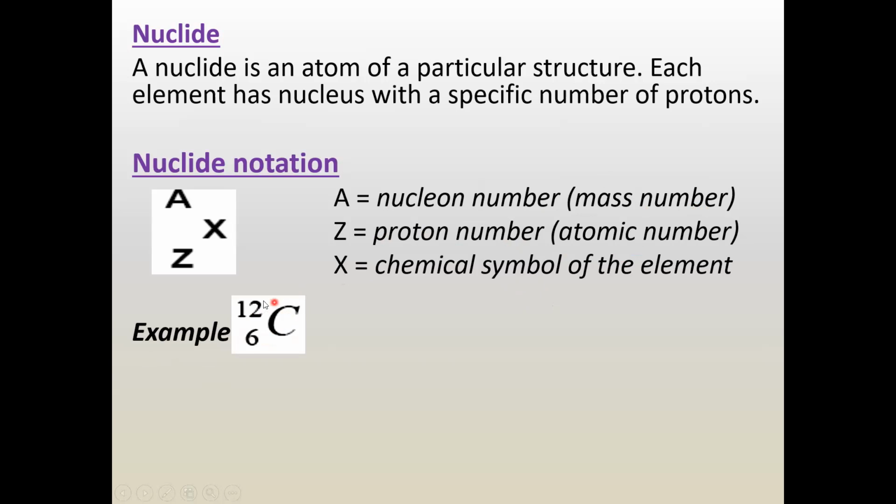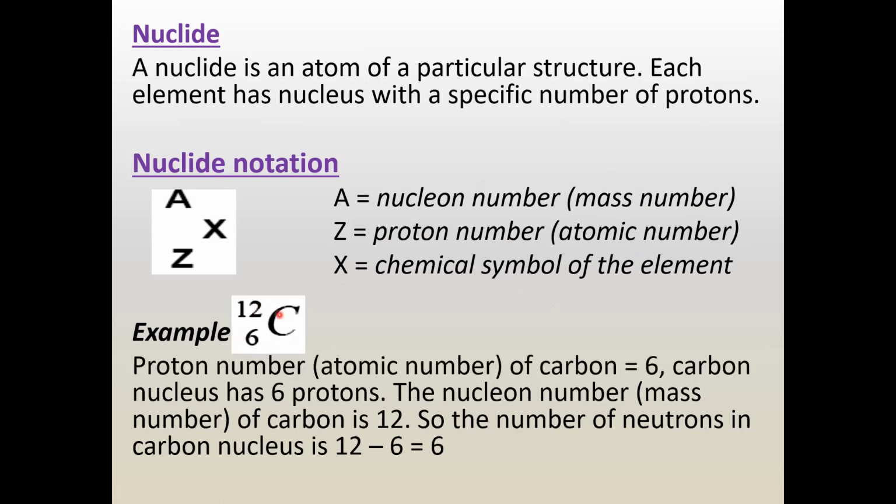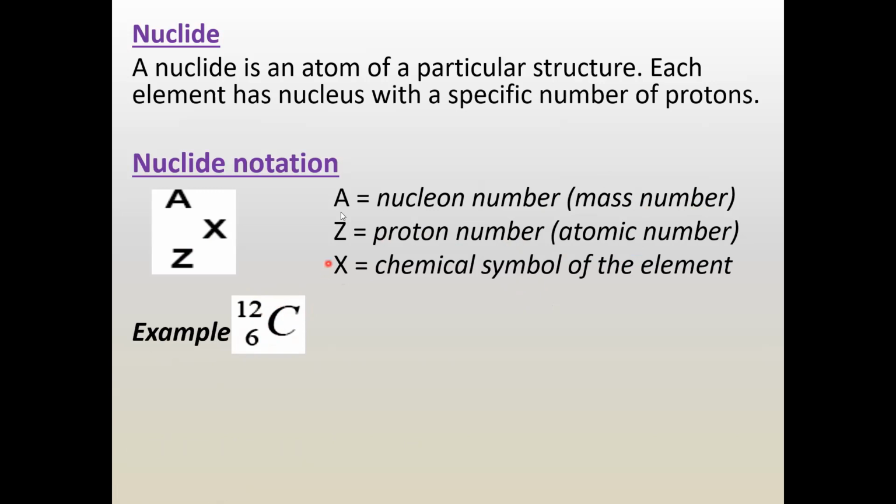So what is the nucleon number? The nucleon number is always either equal to or greater than the proton number. So 12 is the nucleon number here. And the proton number, or Z, is 6. If we want to find the number of neutrons, that is given by the formula A minus Z. So nucleon number minus proton number gives the number of neutrons. The nucleon number is 12 and the proton number is 6, so 12 minus 6 gives 6 neutrons.